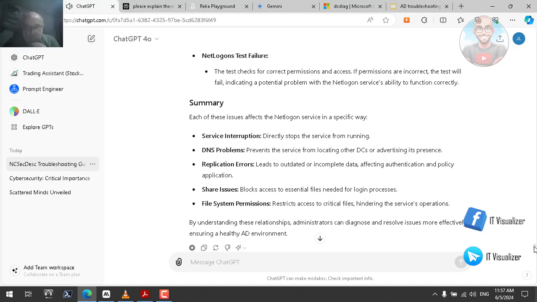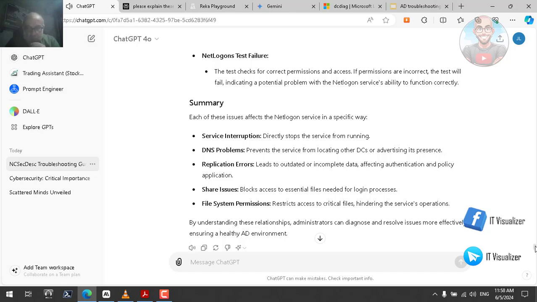Summary: each of these issues affects the Netlogon service in a specific way. Service interruption directly stops the service from running. DNS problems prevent the service from locating other DCs or advertising its presence. Replication errors lead to outdated or incomplete data, affecting authentication and policy application. Share issues block access to essential files needed for login processes. File system permissions restrict access to critical files, hindering the service's operations. By understanding these relationships, administrators can diagnose and resolve issues more effectively, ensuring a healthy AD environment.